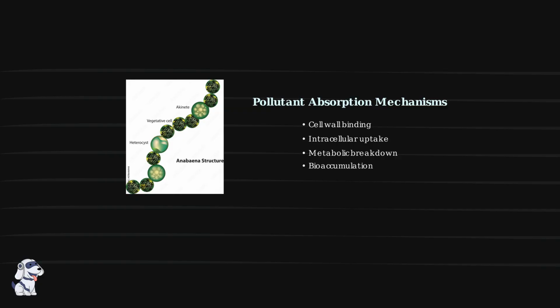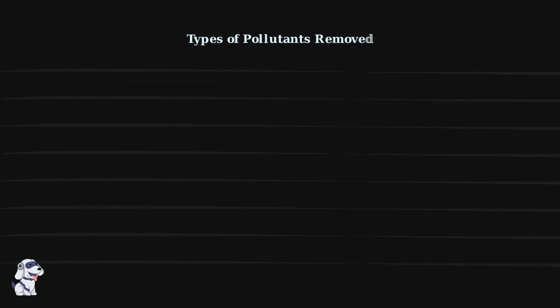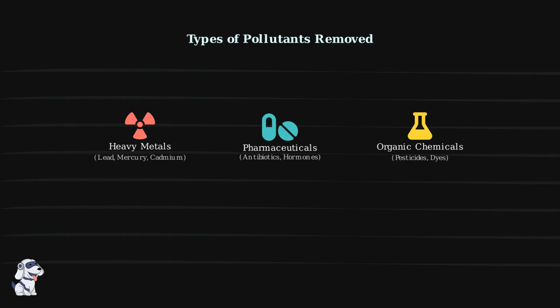This cyanobacteria has a unique ability to absorb and remove various pollutants from contaminated water through biological processes. Anabaena can remove various types of pollutants, including heavy metals like lead and mercury, pharmaceutical compounds, and organic chemicals.